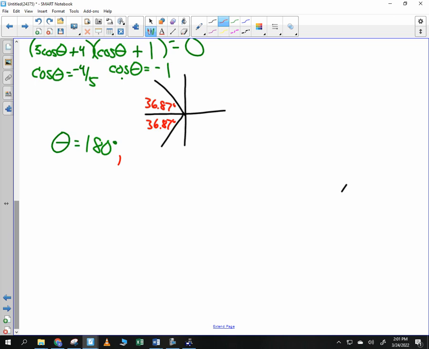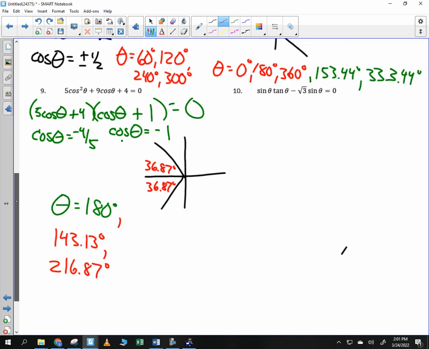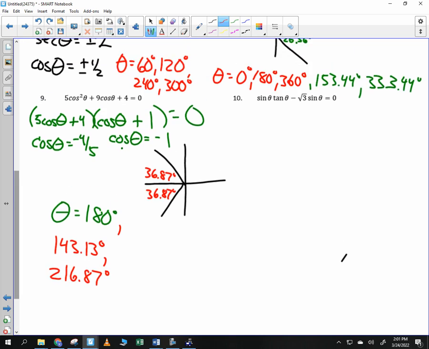So here we go. So we're going to subtract 36.87, and we get 143.13. If we add 36.87, we get 216.87. Good. So our last example, and notice that this has 3 solutions. So that whole idea of, well, there's either going to be 2 or 4 or whatever. No, you just got to see the problem through.